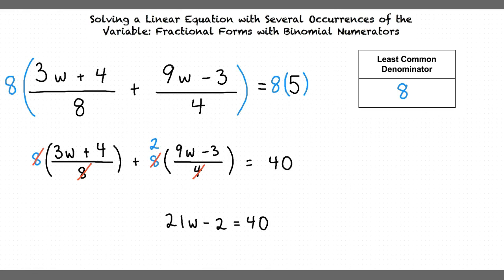Now we add 2 to both sides of the equation and divide both sides by 21. Our final answer is w = 2.